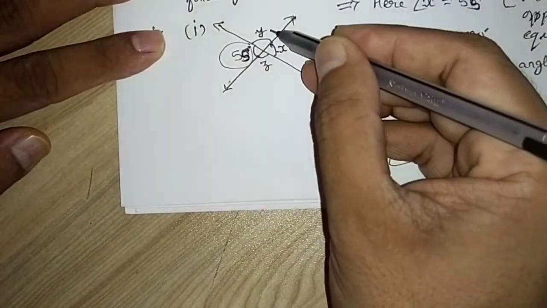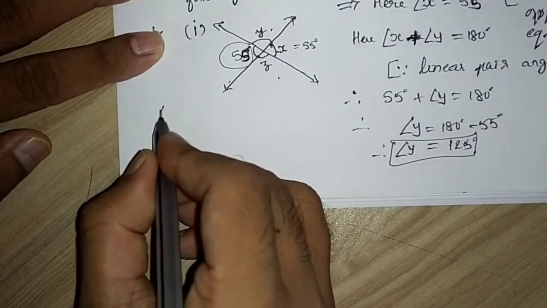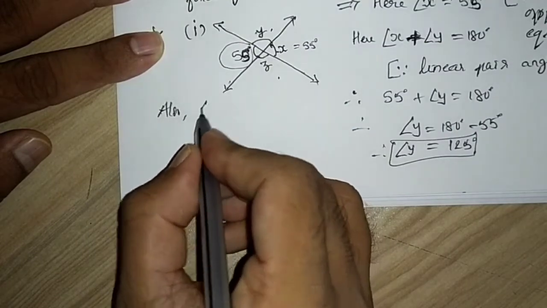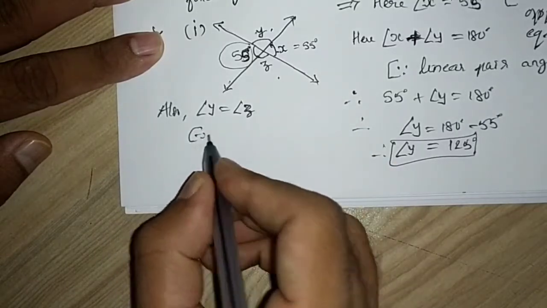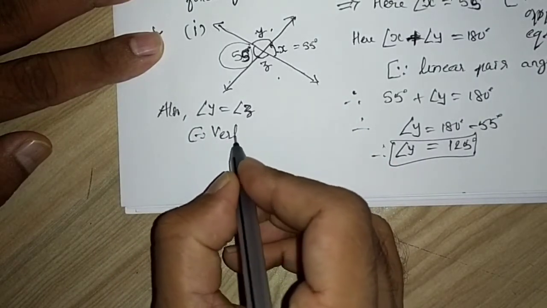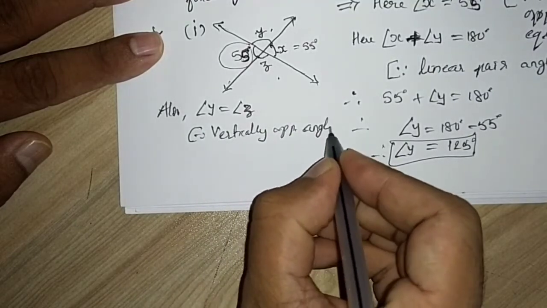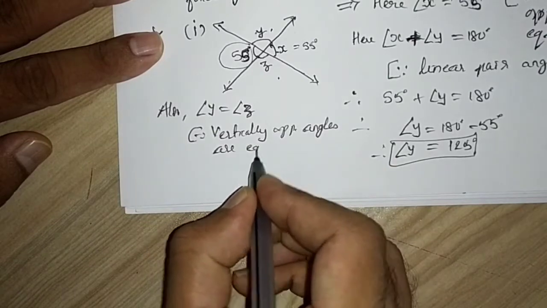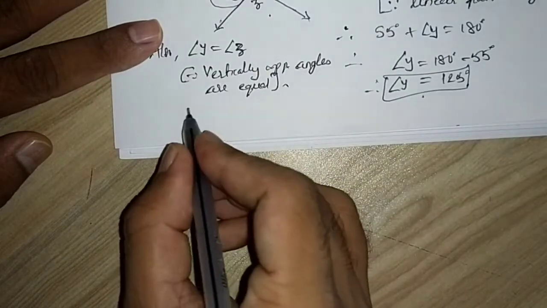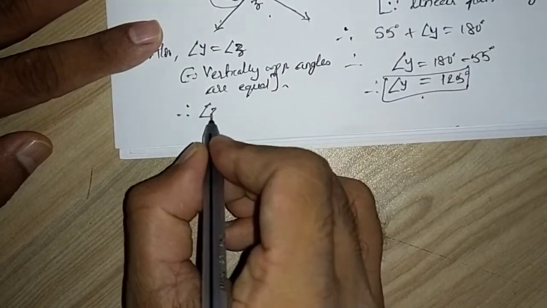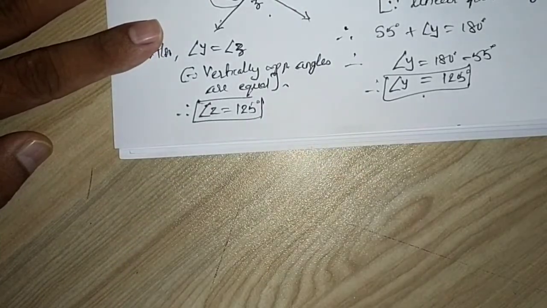Now see, angle y, is it equal to angle z? Yes, angle y is equal to angle z, because vertically opposite angles are equal. And what is the value of y? It is 125 degrees. Therefore, angle z is also 125 degrees. Hope you have understood this question.